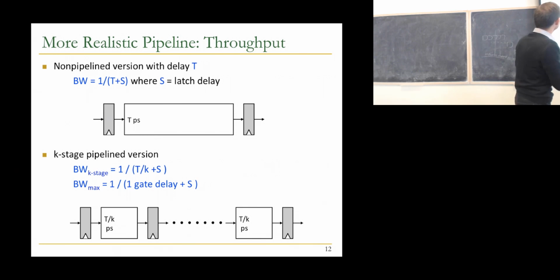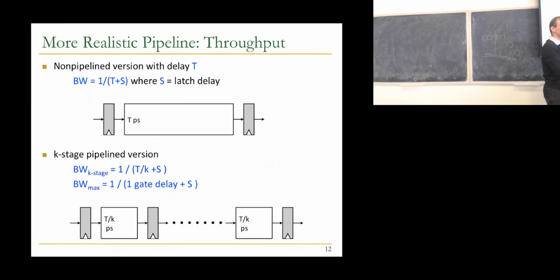It's a simplified form. If you want to divide it into k stages, assuming you can divide this equally, each stage takes t over k picoseconds. That's an assumption too. But you also have this latching overhead, s picoseconds to latch at the end of each stage. Does that make sense? So your real throughput of a k-stage pipeline is 1 divided by t over k plus s. Assuming k goes to infinity, an infinite number of stages, your maximum throughput is limited by this latching overhead. So you can never get infinite throughput.